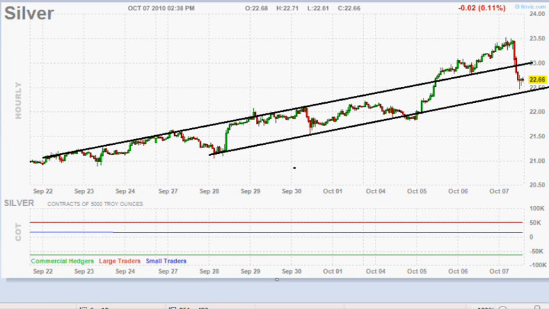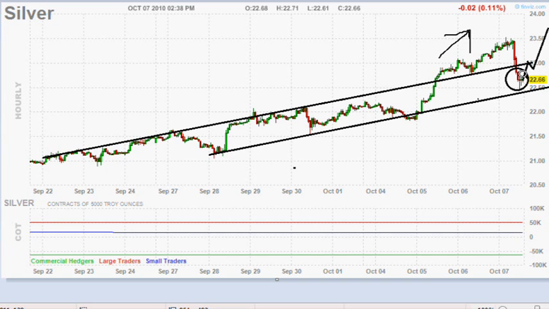If it's a real bad failed move, failed moves can create fast moves, and the fast move would bring us much lower, maybe down to 21.50, even down to 21 per ounce. However, if this breakdown here is a failed move, it manages to get back towards the top part and then break above it, then the fast move would be coming towards the upside.